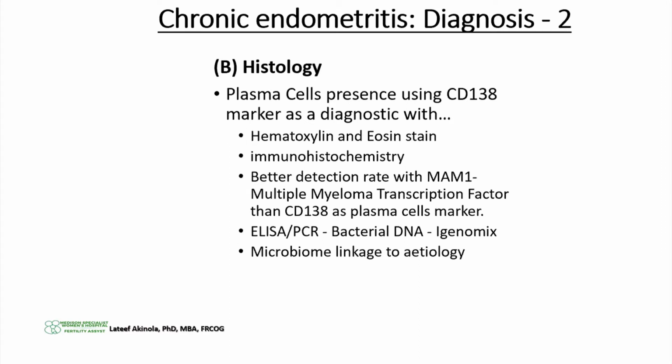Histological diagnosis of chronic endometritis is done by demonstrating the presence of plasma cells, using CD138 as a marker of plasma cells in the endometrial tissue sample taken during hysteroscopy. This could be done using Hematoxylin and Eosin stain or by immunohistochemistry. Detection rate is better when we use multiple myeloma oncogene 1 (MUM1) rather than CD138 as a marker of plasma cells in the endometrial tissue sample.